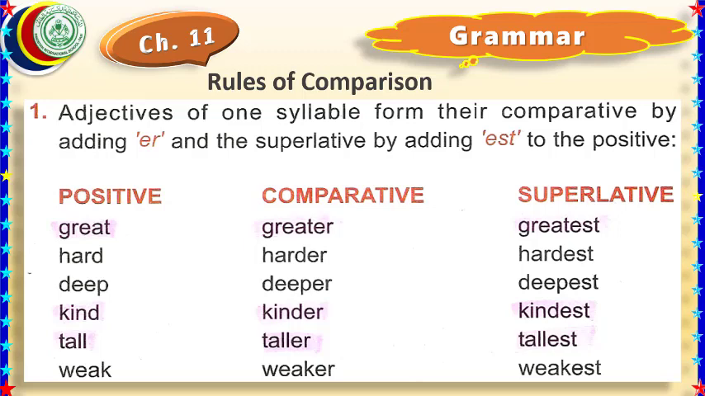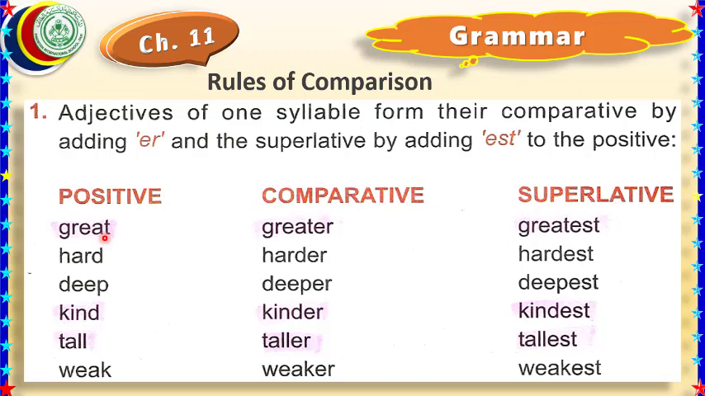Dear students, there are rules of comparison. This is rule number 1. Adjectives of 1 syllable. Adjectives of 1 syllable form their comparative by adding er and the superlative by adding est to the positive. For example, here is written great. Great is 1 syllable, short word.